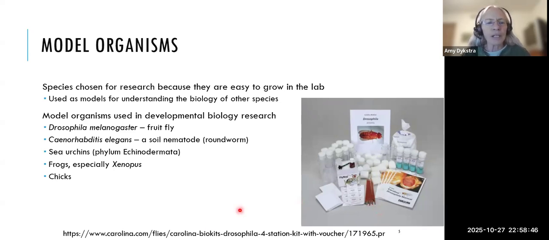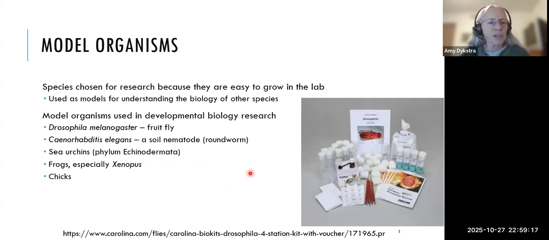Another common organism that is studied in development is Caenorhabditis elegans, or C. elegans, which is a nematode or roundworm. And we'll talk about that later. We'll talk about sea urchins today. Sea urchins are in the phylum Echinodermata, which literally means spiny skin. And we've learned a lot about the process of fertilization by studying echinoderm fertilization.